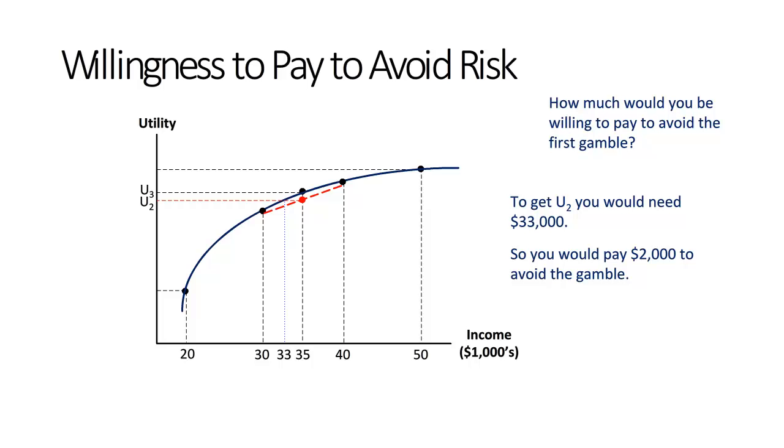A rational person would be willing to pay the starting position, $35,000, less the certainty equivalent of the risky asset, $33,000, to avoid the risk. So if we can pay $1,000 to get rid of the gamble, we'd have $34,000 for sure, and that provides more utility than $33,000 for sure, and so we would be willing to pay that. If we paid $2,000, we'd have $33,000 for sure, and that provides the same utility we would have with the gamble. If we had to pay more than $2,000 to avoid the gamble, our utility would drop below U2, and we'd be better off accepting the gamble.